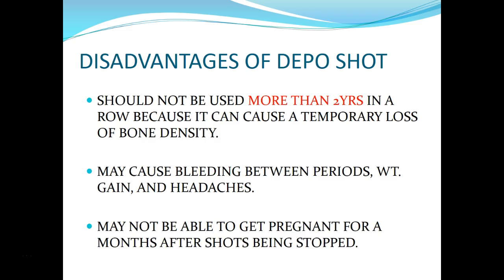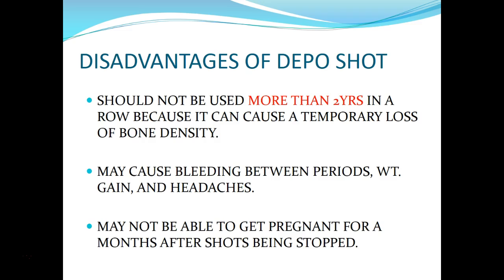So what are some disadvantages of the Depo shot? It cannot be used more than 2 years. Well, it should not be used more than 2 years because it can cause a temporary loss in bone density, and that is due to the progesterone in the shot. It may cause bleeding between periods. It can cause weight gain and headaches. Weight gain is probably the most common complaint that you hear in regards to the Depo shot.